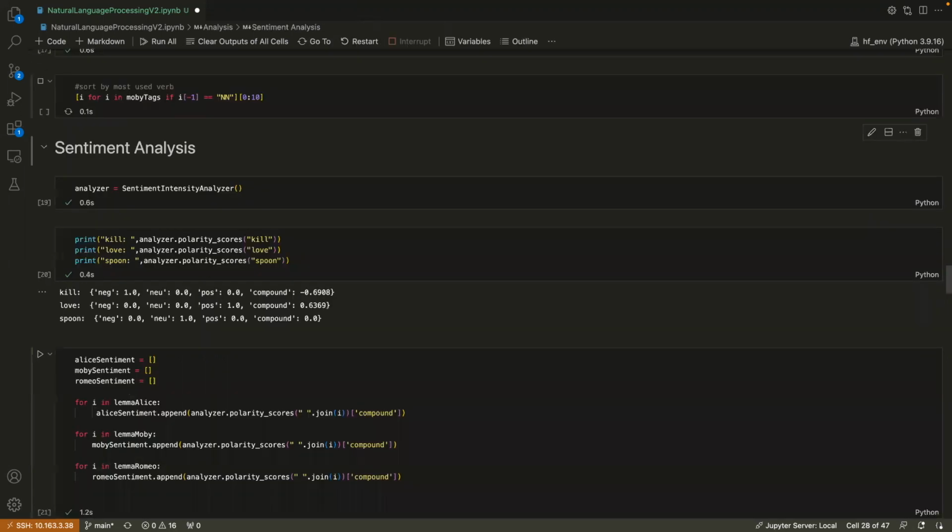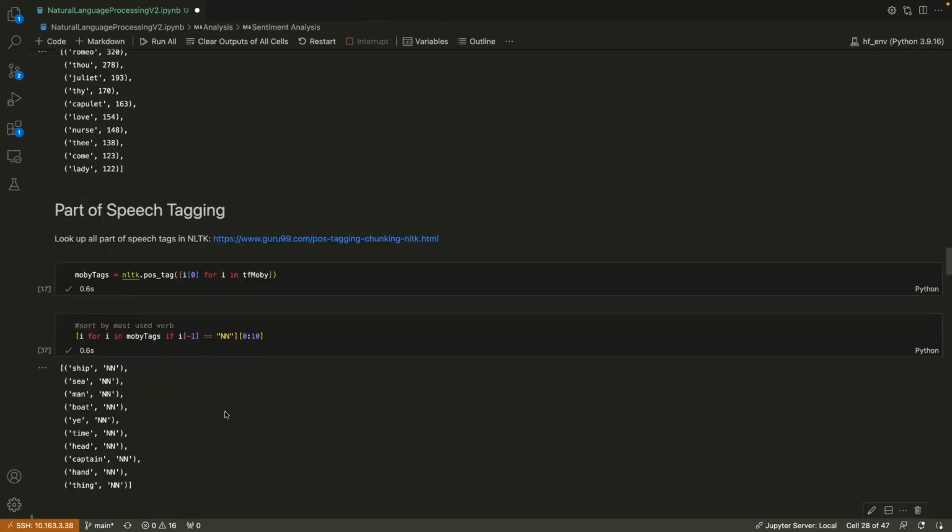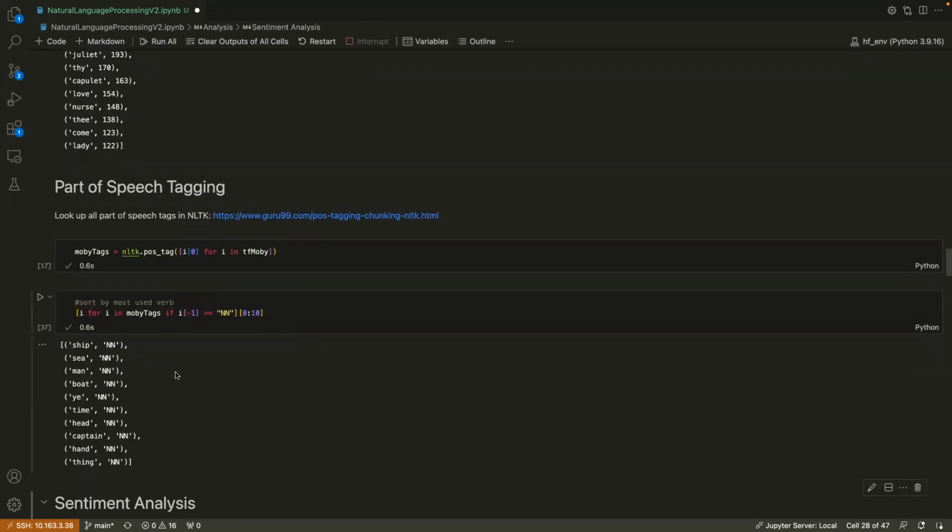N was nouns, so we can get the top nouns used. So this is Moby Dick: ship, sea, man, boat. Yeah, that's basically what it's about. Time, head, captain. So you read these 10 most used nouns, and you don't have to actually read the book. You know what it's about.